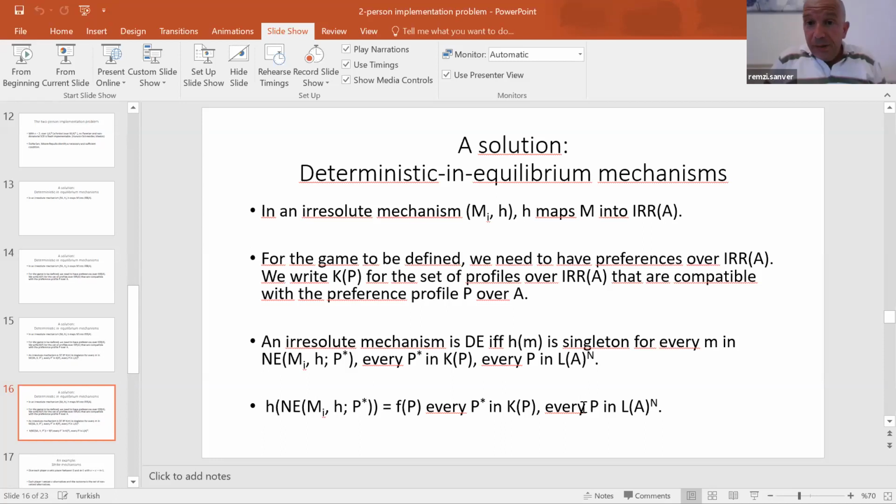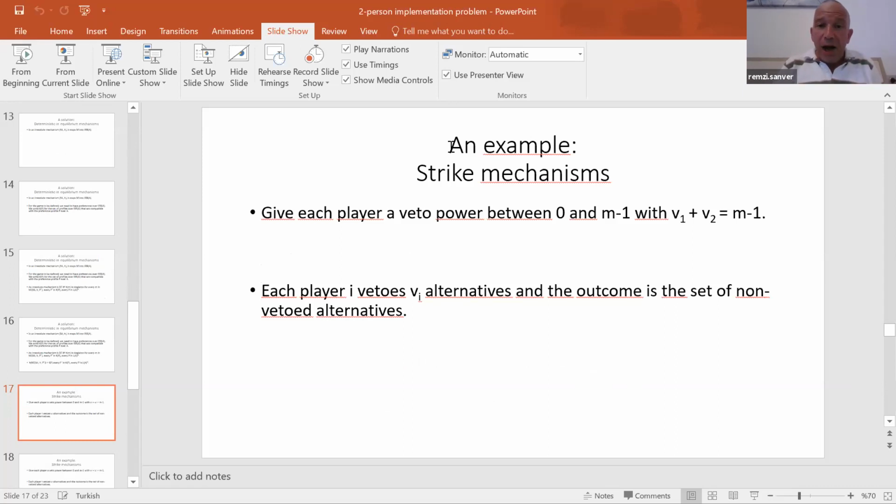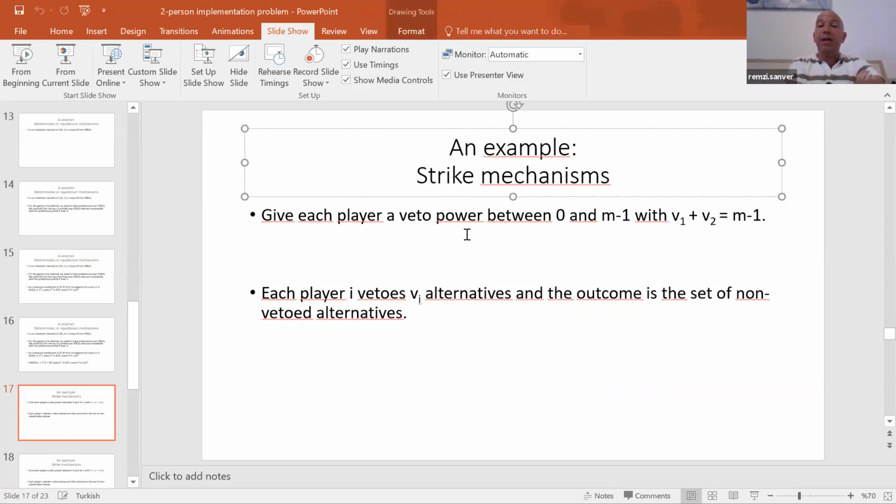By the way, it's not the first time in the literature that we use deterministic in equilibrium mechanisms, but they have been used in the theory of implementation when there are 3 or more agents. But for 2 agents, as far as I know, this paper is the first to do it. We know that with 3 or more agents, it helps a bit. It expands the possible set of implementable social choice rules. But with 2, it really helps a lot. And here now I give an example of a deterministic in equilibrium mechanism, which we call the strike mechanism.